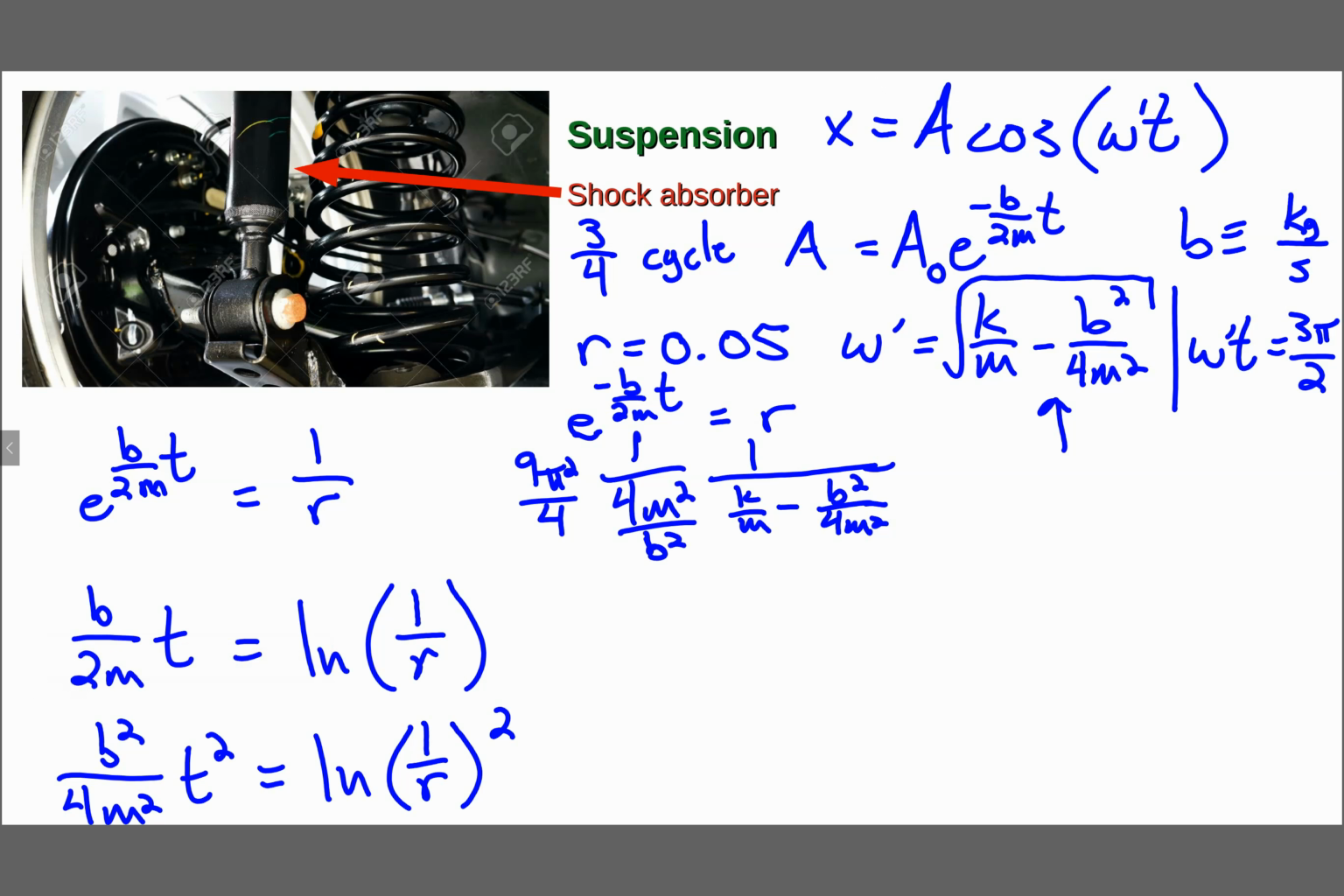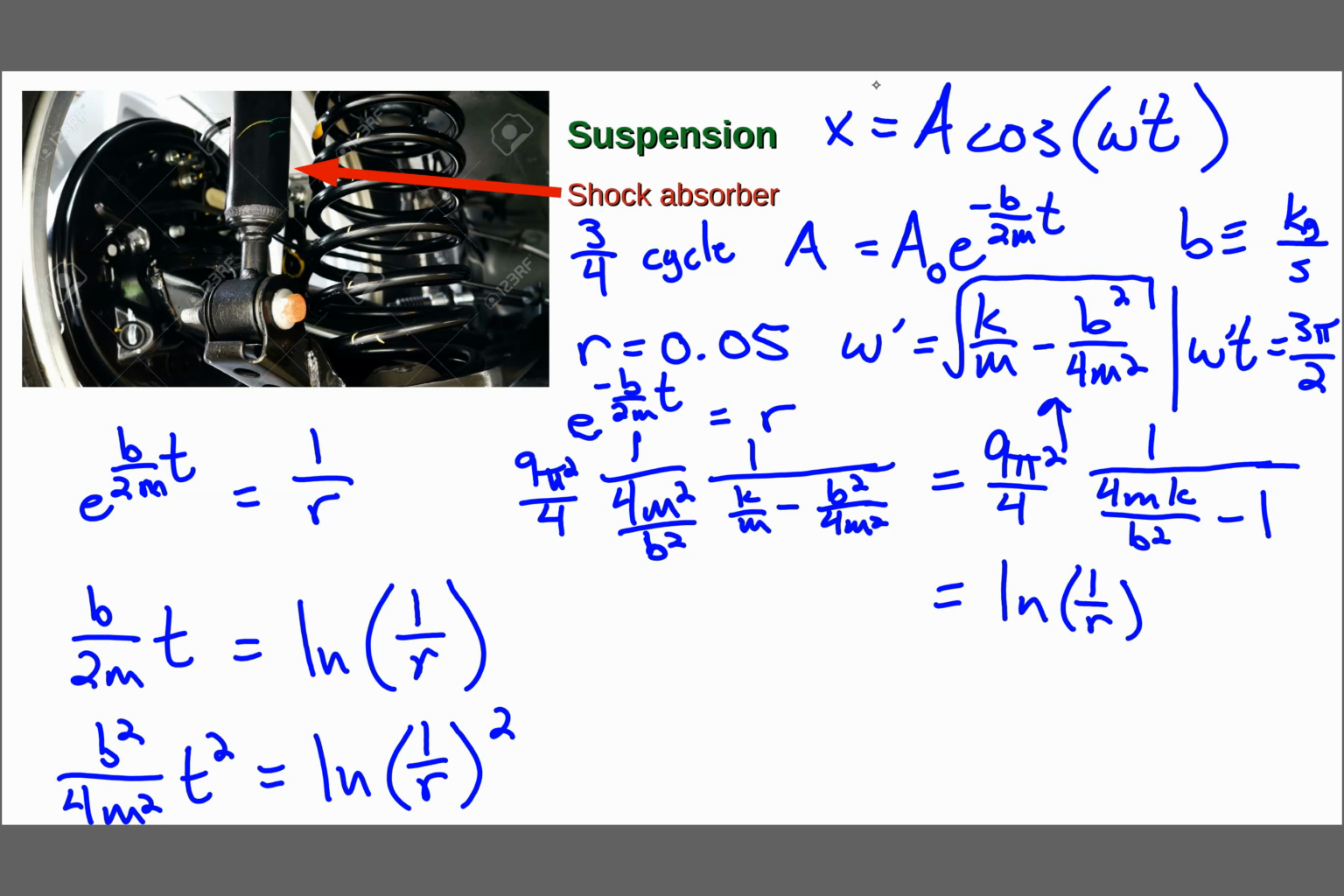But now you can start to see why I made the choices that I did, okay? Because now that's going to cancel this piece entirely, right? It's just the reciprocal of that. So then this piece equals 9 pi squared over 4, and then 1 over 4mk over b squared minus 1, right? And that whole thing is equal to the natural log of 1 over r squared. Because remember, the whole thing was we were putting in an expression for t squared into this equation right here.